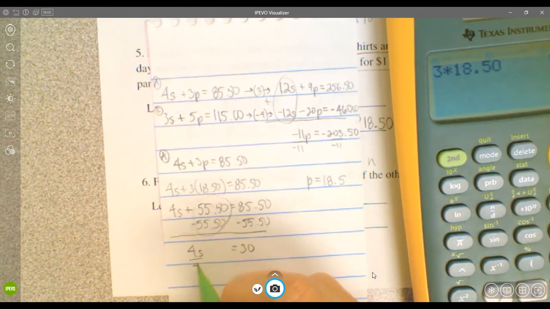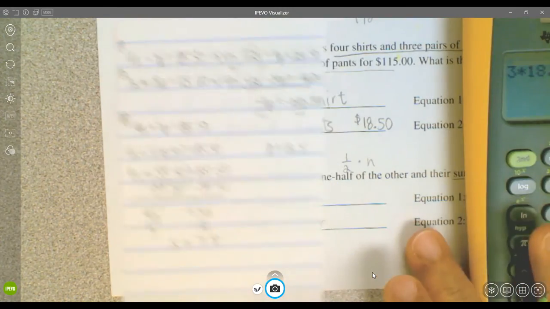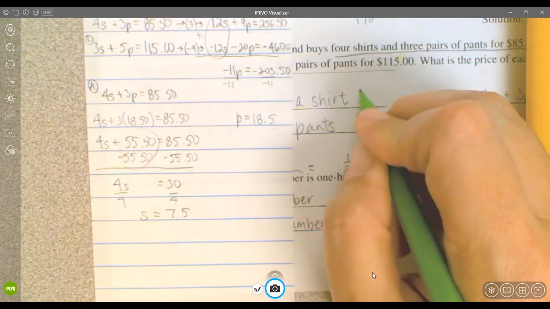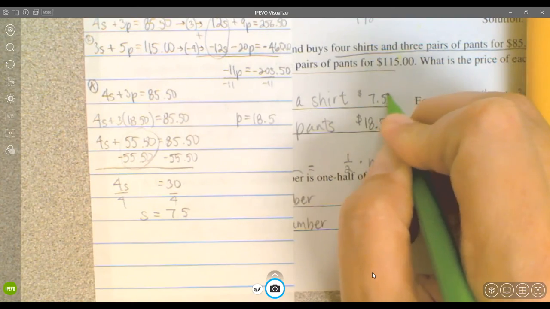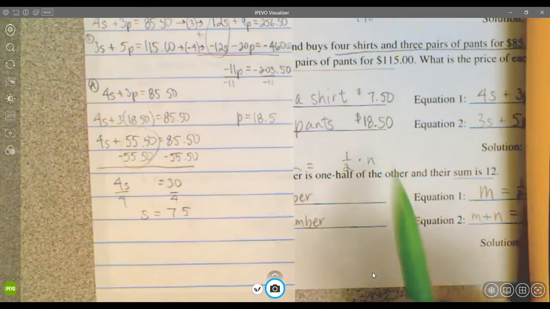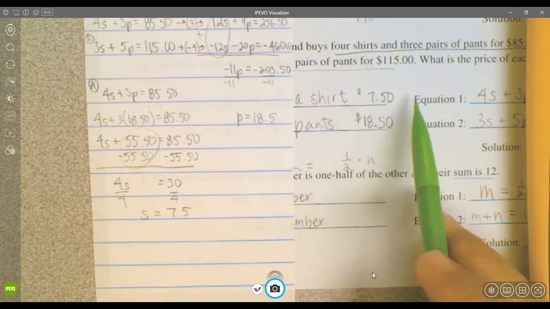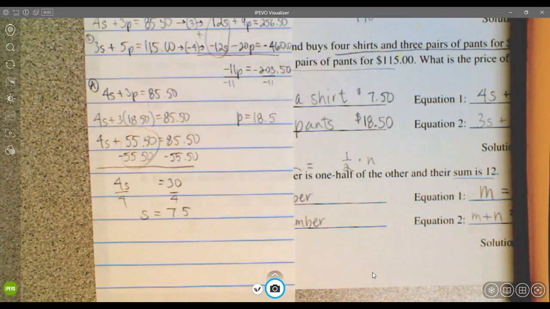And then when we divide by 4, S is 7.5. But remember, we're dealing with money. So we need a dollar symbol and we need 2 decimal places. Again, money is 2 decimal places. And look at the dollar symbol. It is in front of the number. It's not behind the number. That's what lazy people do.